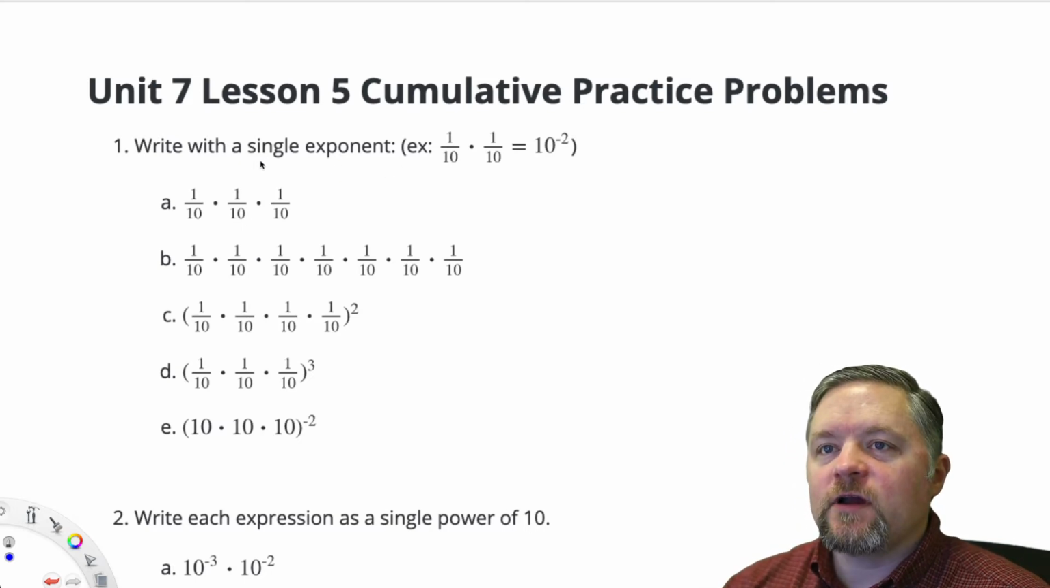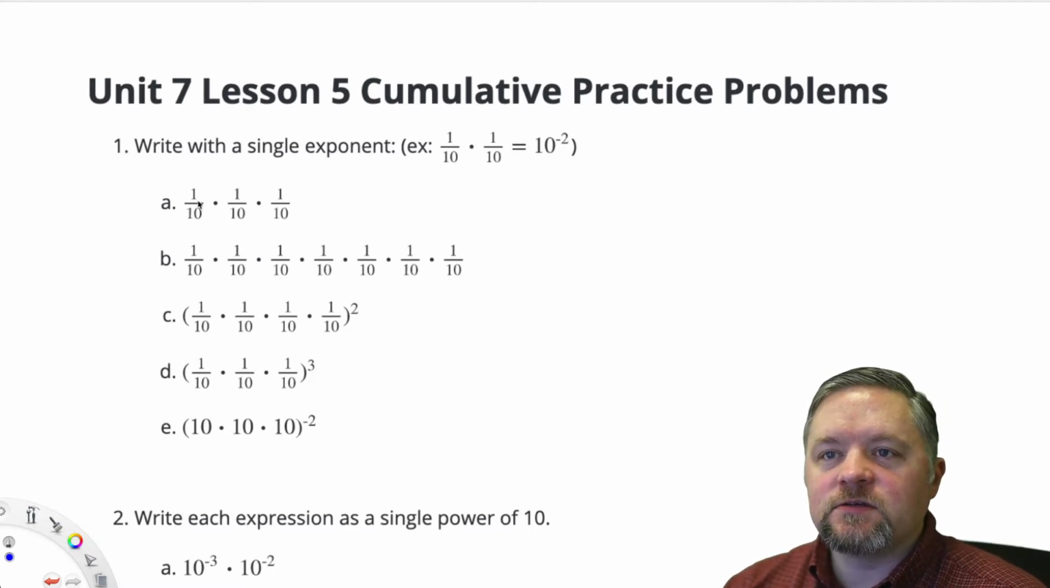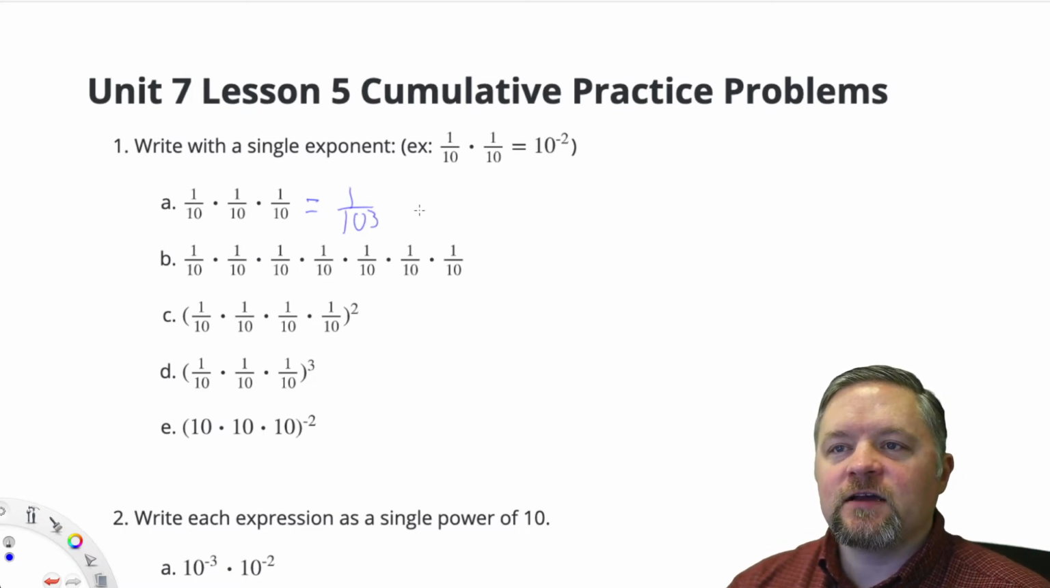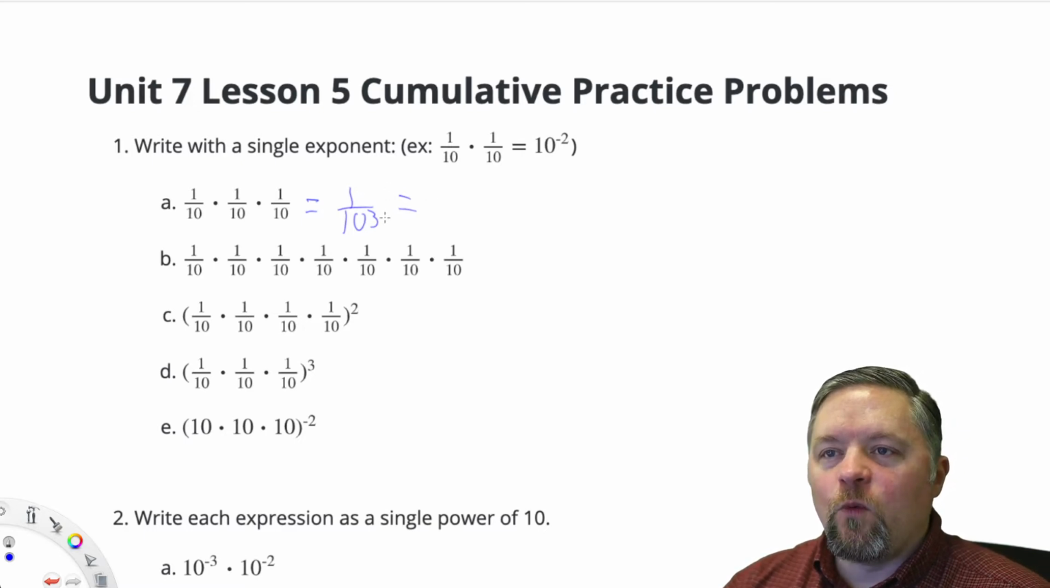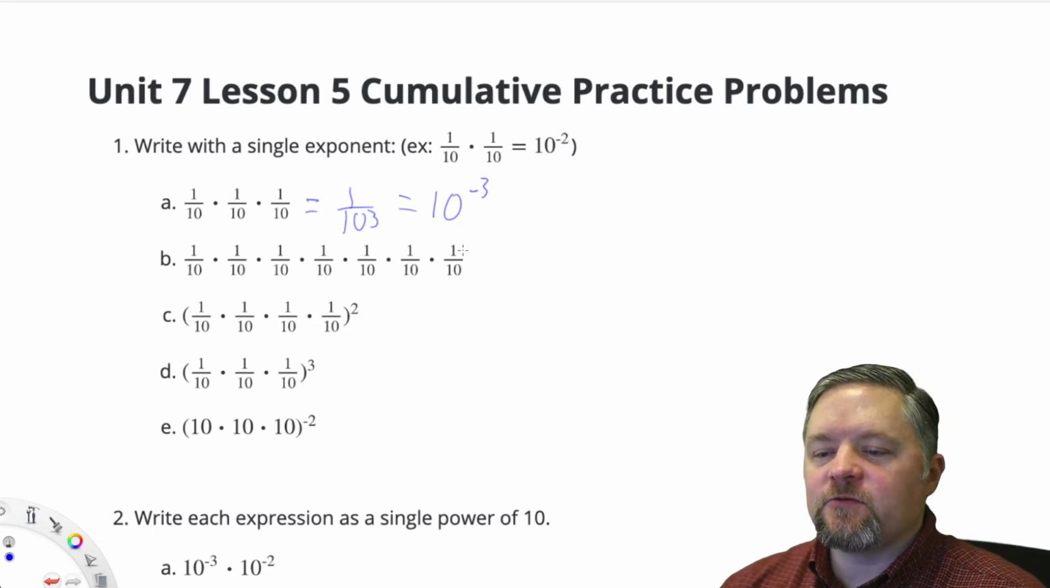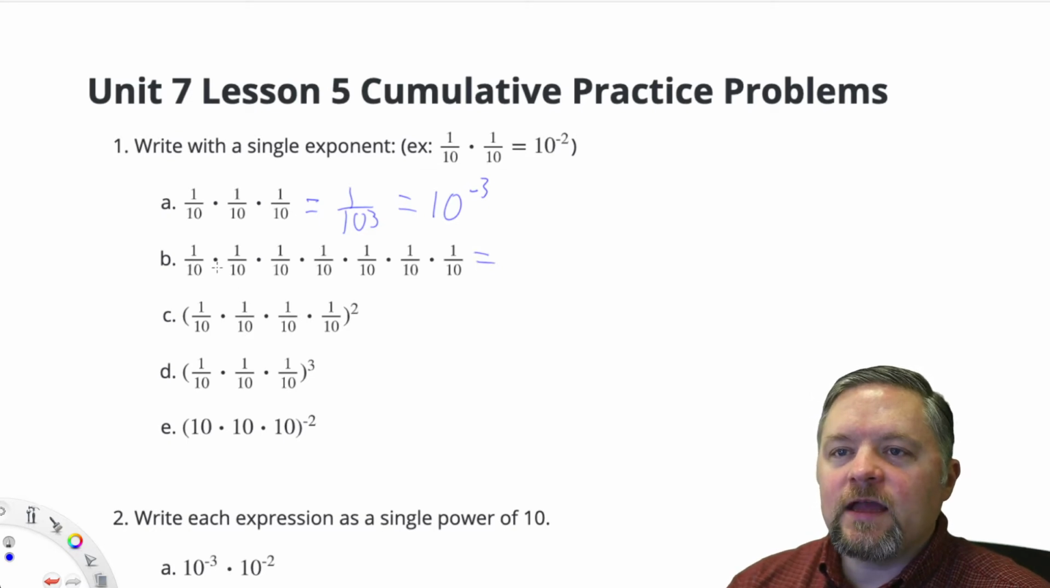First question here says, write with a single exponent. For example, 1/10 times 1/10 equals 10 to the negative 2. So now we've got negative exponents. 1/10 times 1/10 times 1/10 is 1 over 10 to the 3, because we're multiplying 10 by itself 3 times. Now, we can get rid of this being 1 over by giving it a negative exponent and making it the reciprocal. So 10 to the negative 3, similar to this example right here. Now the next one, we have 1, 2, 3, 4, 5, 6, 7 of them. 10 to the negative 7.